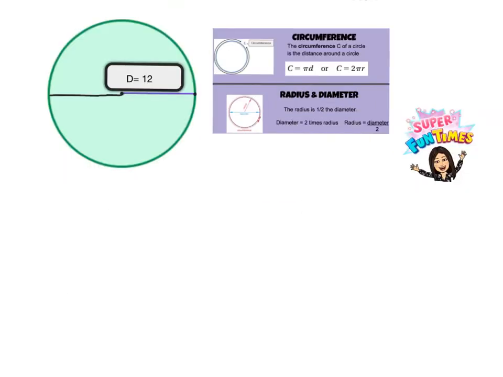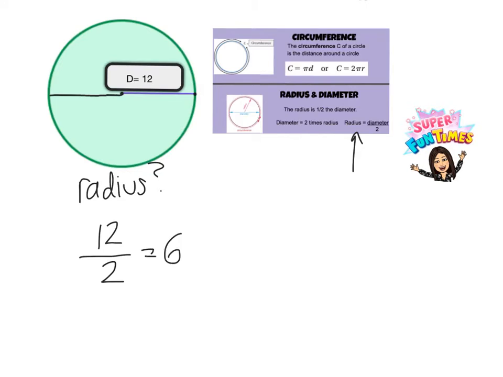Now let's try this one. The diameter is 12. And remember, the radius is half of the diameter. So we want to find out what the radius is. We do the diameter, which is 12, divided by 2 to get 6, which will be our radius. So our radius equals 6.